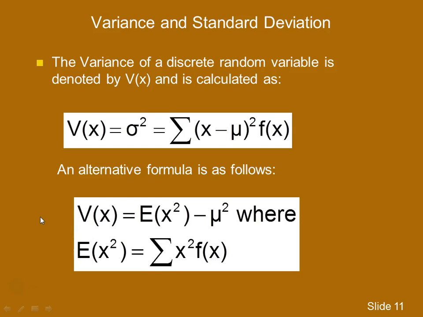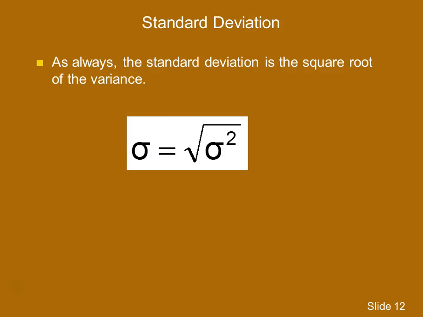Let's take a look at a sample problem, and we'll use both formulas at first and show you that they are equivalent. As long as you haven't rounded the mean, you will get the same answer. Oh, one last thing before we go to the example we're going to look at. As always, remember that the standard deviation is the square root of the variance. Sigma is the positive square root of sigma squared.